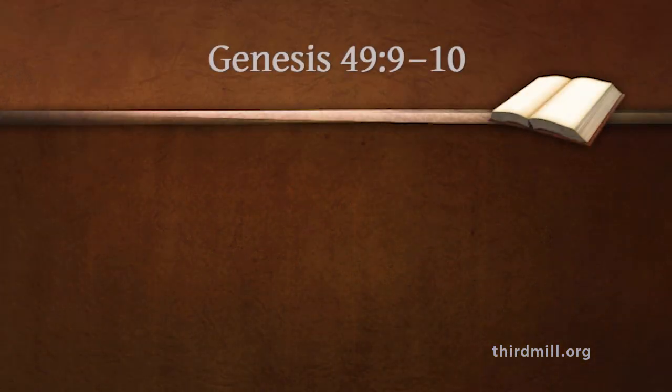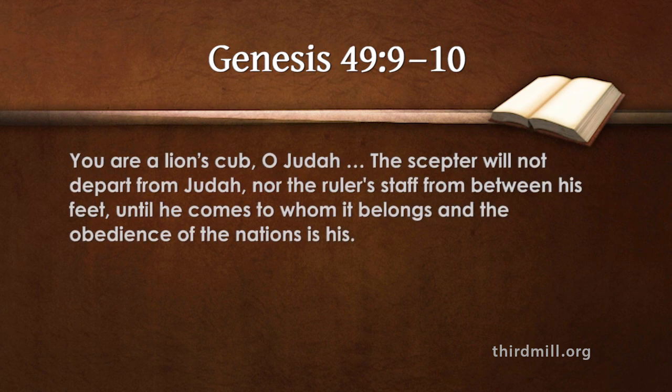The reference to the Lion of the tribe of Judah is drawn from Genesis chapter 49, verses 9 and 10, where we read these words. "You are a lion's cub, O Judah. The scepter will not depart from Judah, nor the ruler's staff from between his feet, until he comes to whom it belongs, and the obedience of the nations is his." This prophecy indicated that Judah would rule over the tribes of Israel and eventually produce a king that would rule the entire world.